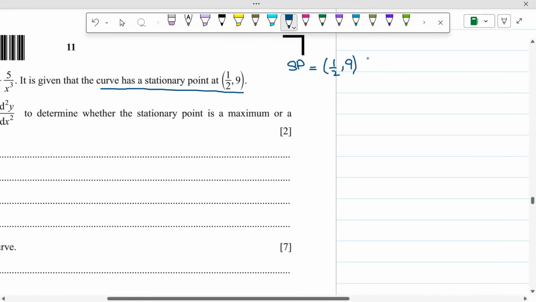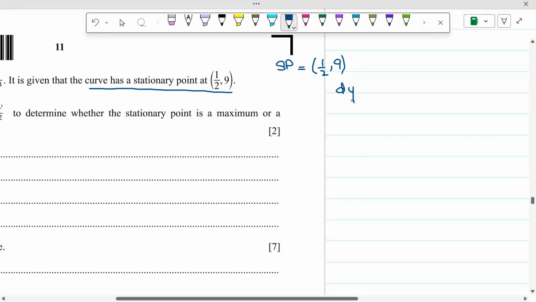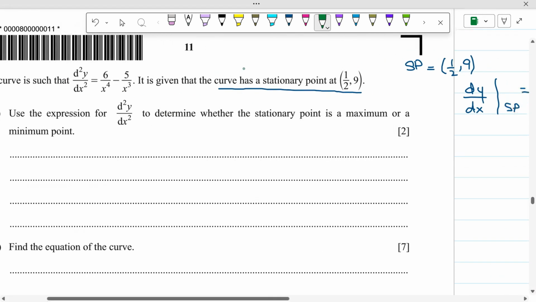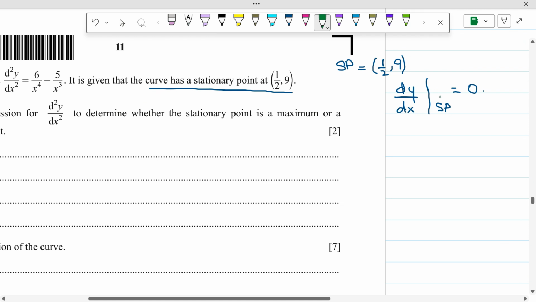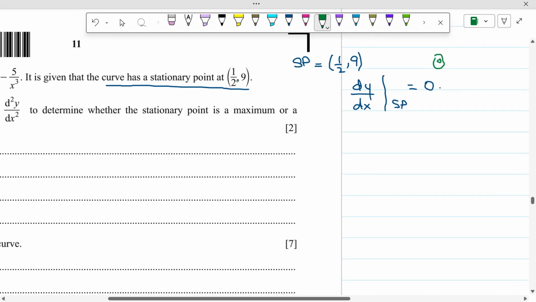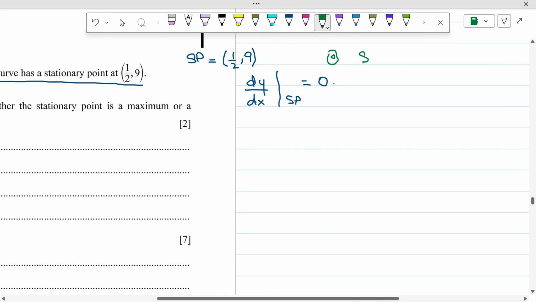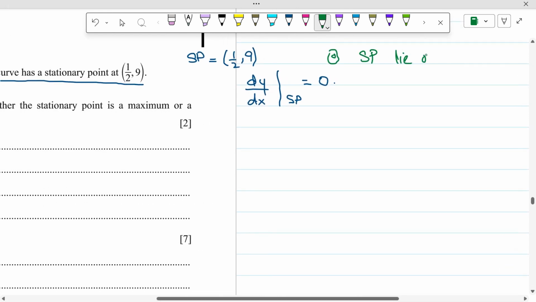So it means the first derivative of the curve at this stationary point is equal to 0. From this statement you can see that the first derivative of the curve at the stationary point is 0. Secondly, you should also know that this stationary point lies on the curve.